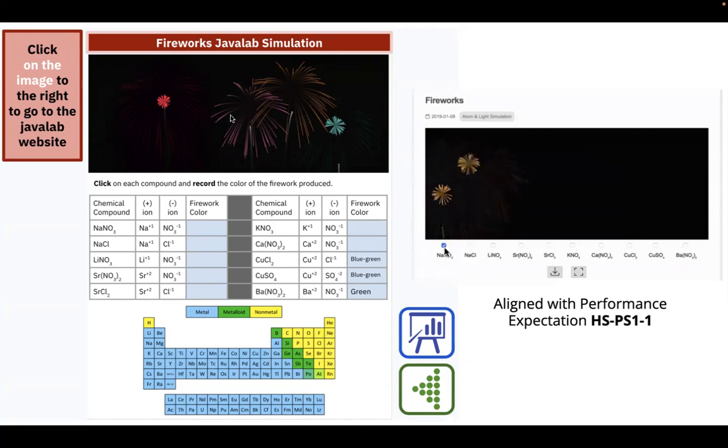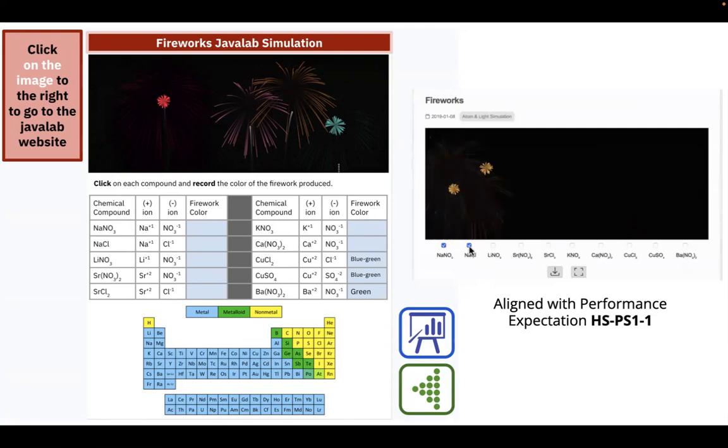So they would click on this image right here, and then the link would come up that would take them to that particular Javalab. And then what I'm having them do is clicking on each compound, recording a firework color, and then we're looking for patterns. We're trying to figure out what is distinguishing that particular firework color. Is it the cation? Is it the anion? What trends do we see?